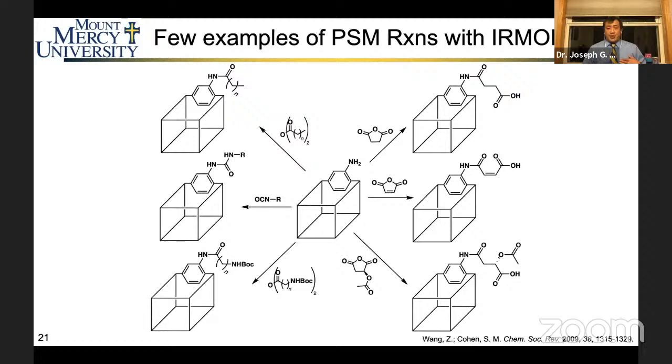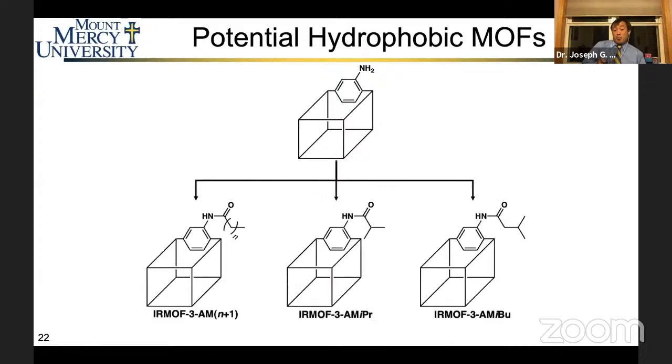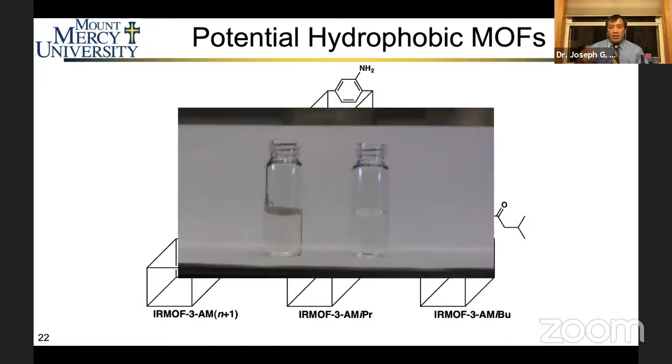What I wanted to do is take this concept and say, can we make this into a material that's useful? And so what I wanted to see is, we have some of these long chains of carbons, or sometimes branch chains of carbons. Can we turn this metal organic framework, this MOF that is hydrophilic, into something that's hydrophobic? And why would I want that? Well, there are some applications here.